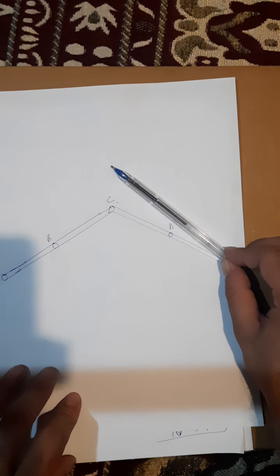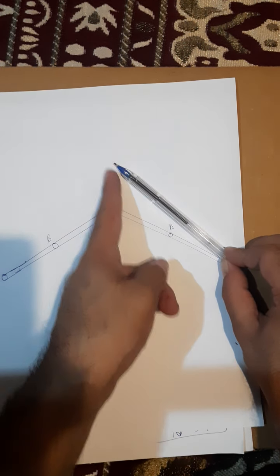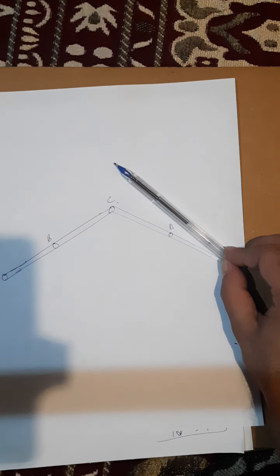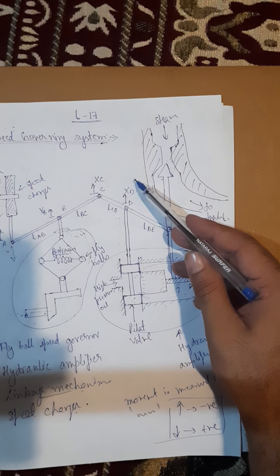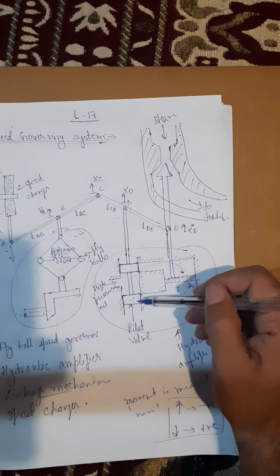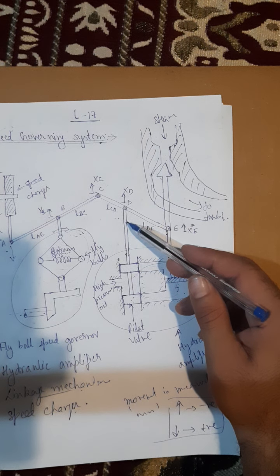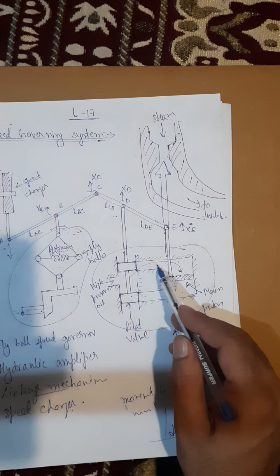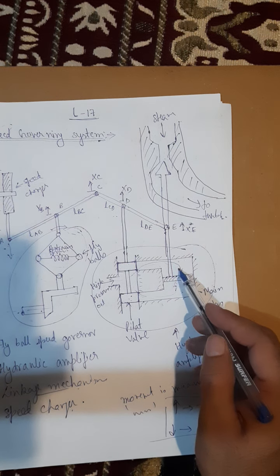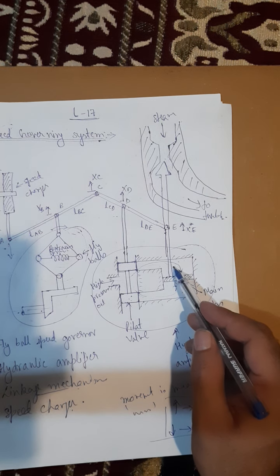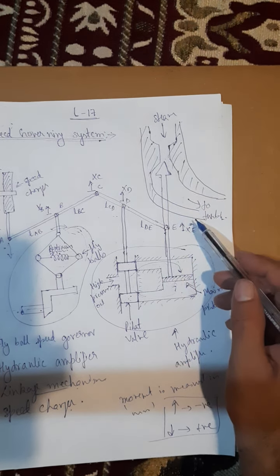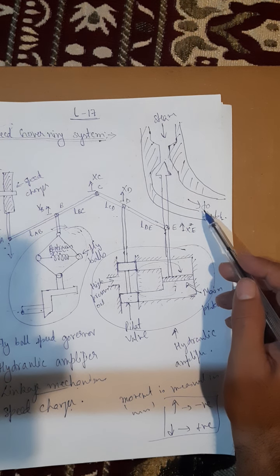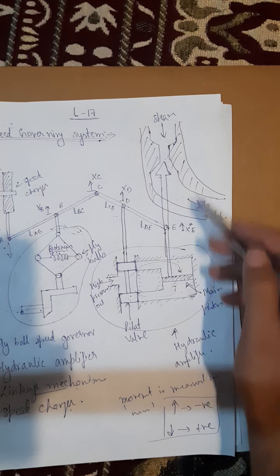Now come to this point. If I am moving point C upwards, what will happen to point D? Point D will also move upwards. When point D moves upwards, the pilot valve will also move upwards. So high pressure oil will enter on the top of the main piston valve and pull it downwards. If it moves downwards, more steam will enter, so the turbine generator speed will increase and the frequency will go up.